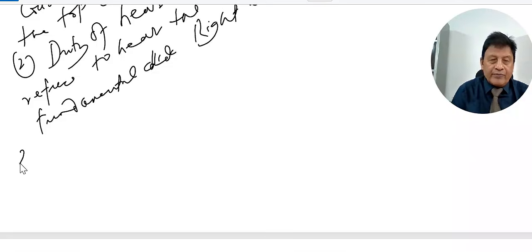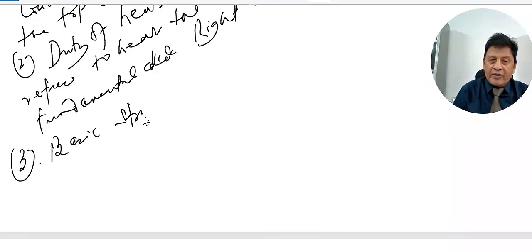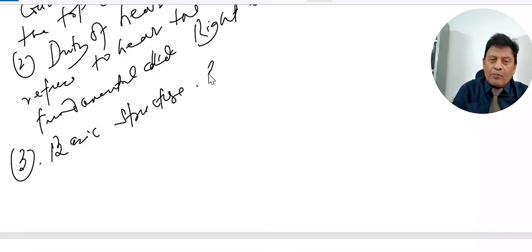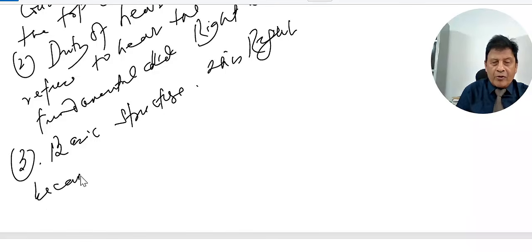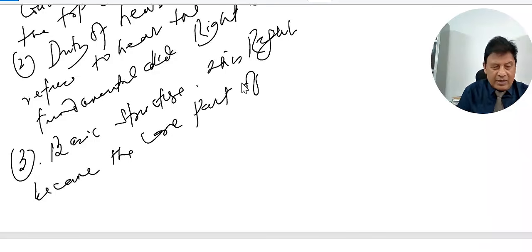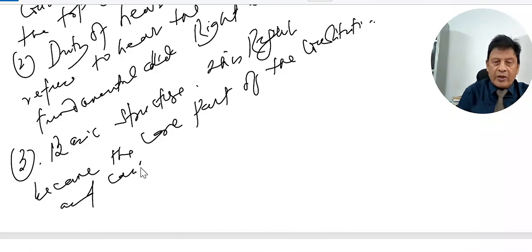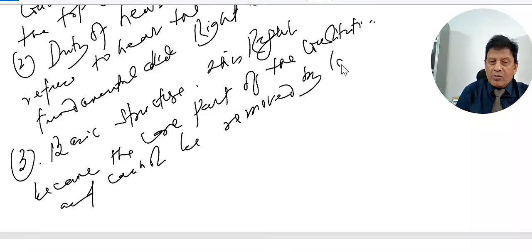The third point, ये कि basic structure, मूल ढांचा जिसे हम कहेंगे. This right becomes a core part of the Constitution, and cannot be removed by law, right?